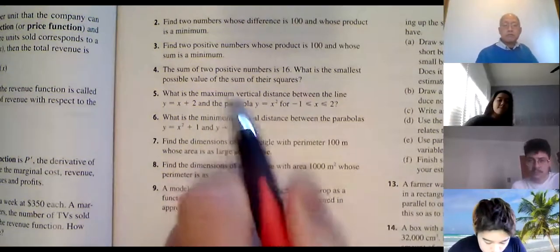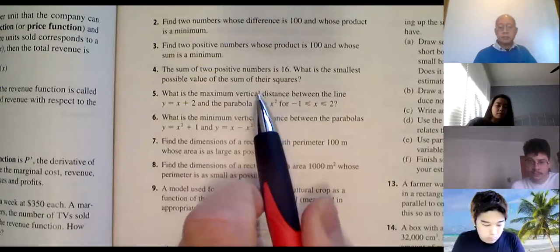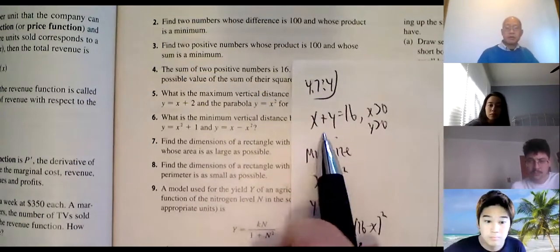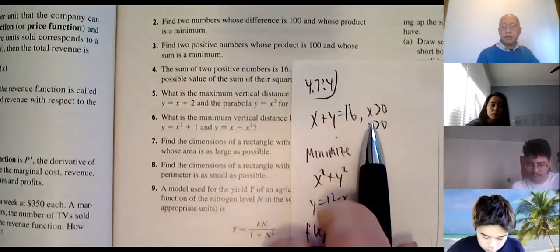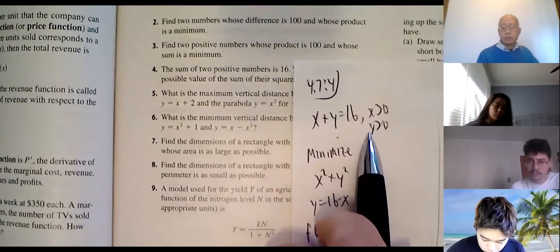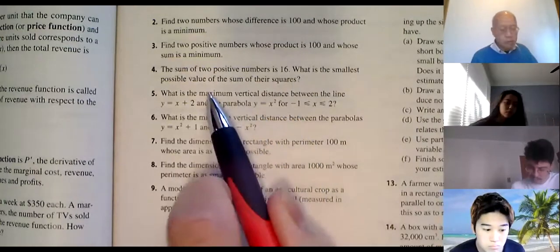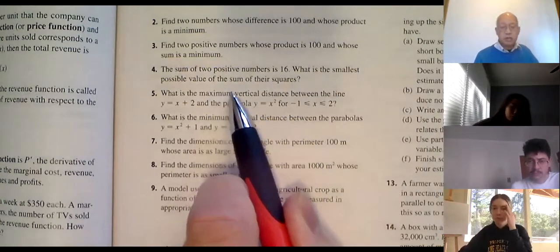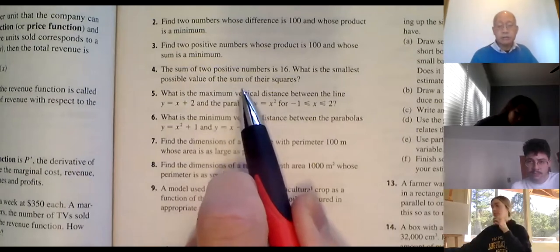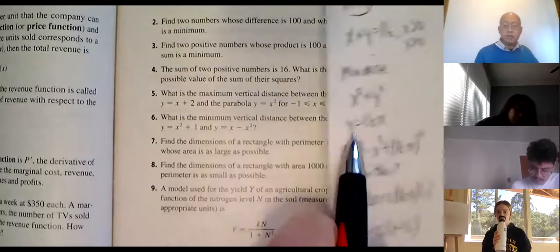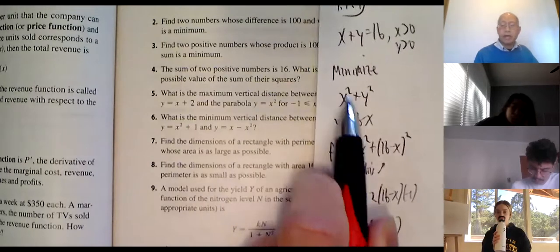The sum of two positive numbers is 16. So I call them x and y. x plus y equals 16. x is greater than 0. y is greater than 0. So what is the smallest possible value for the sum of their squares? Sum of the squares means x squared plus y squared. And that's what you're trying to minimize.